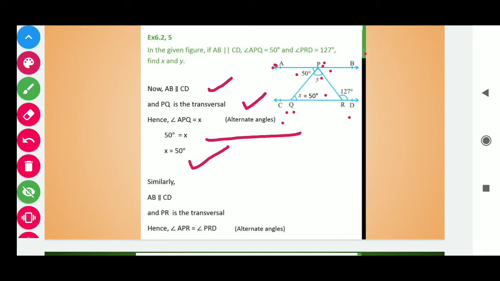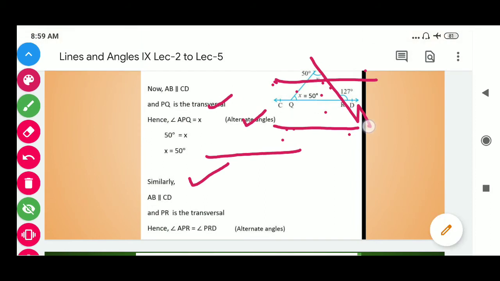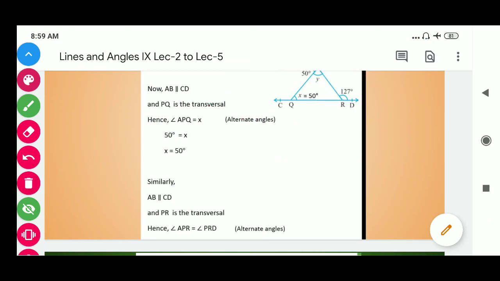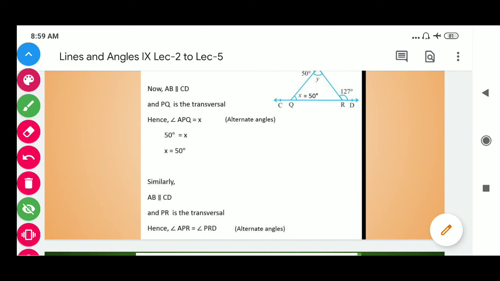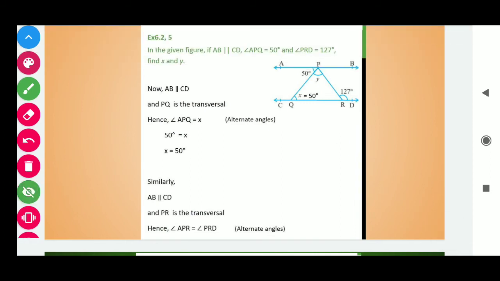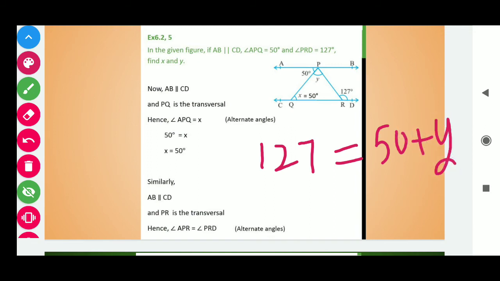Similarly, AB is parallel to CD. These two lines are parallel and here PR is the transversal. In this way, you can see that this one angle 127 is equal to 50 plus y here, because this is transversal line and we have to calculate the value of y. So students, in this way we will write 127 degree is equal to 50 plus y because both are alternate interior angles.